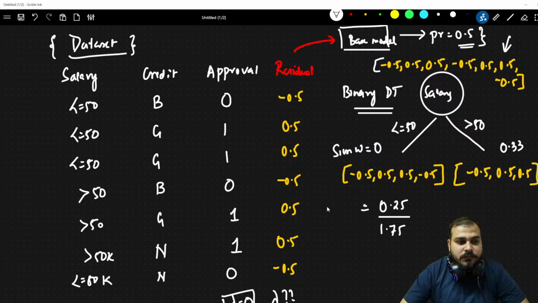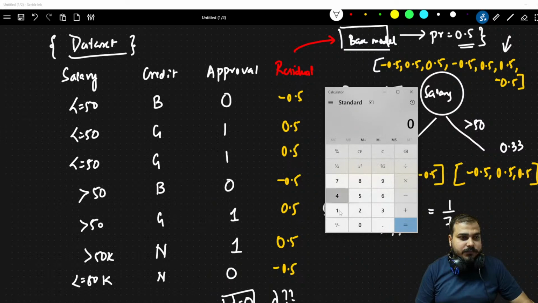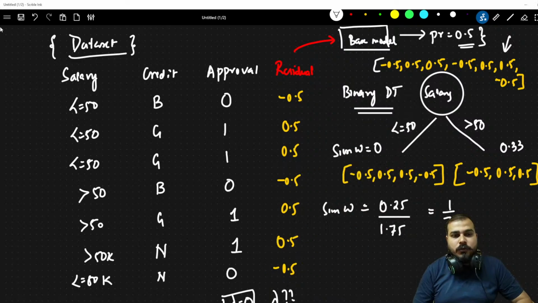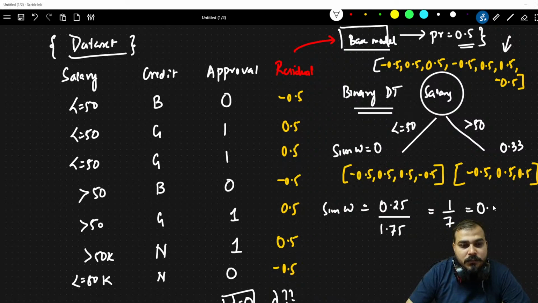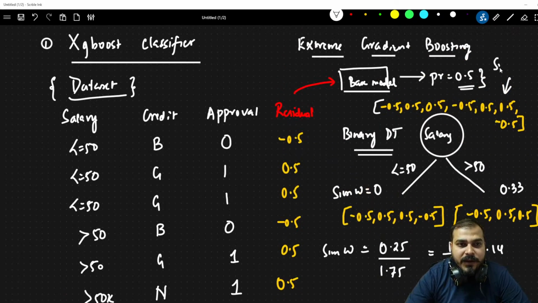Are you getting this? The similarity weight will be nothing but 1 by 7. And if I divide 1 by 7, it is 0.142, so it is nothing but 0.14. So the root node similarity weight over here is 0.14. So I know 0.14, here 0, here 0.33.